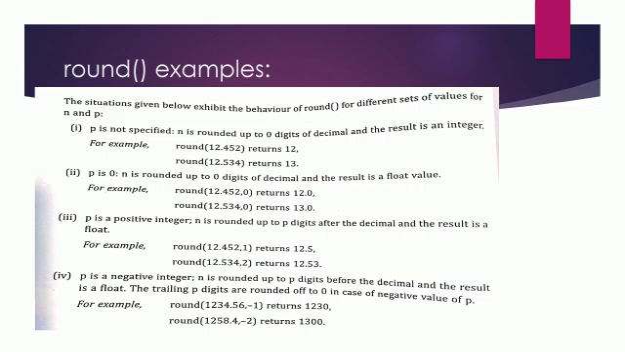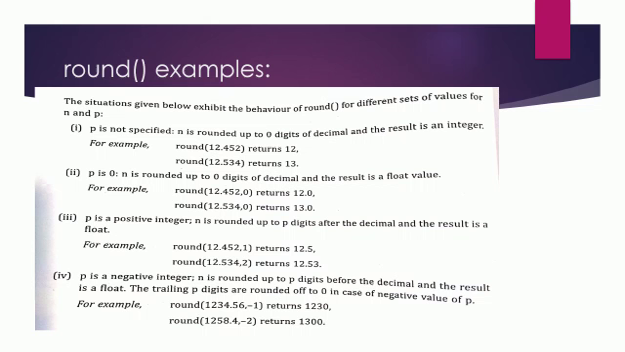There can be many situations when you round a digit. Here you can see round of 12.452. Only the number to be rounded is given, no p is given, that is, how many places it has to be rounded is not given. So that means it cuts off all the digits after the decimal point, giving 12.